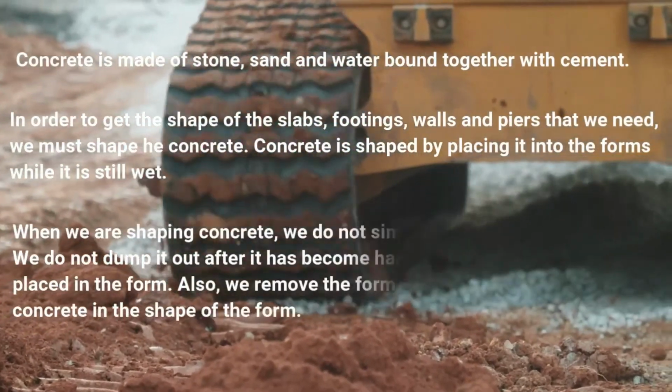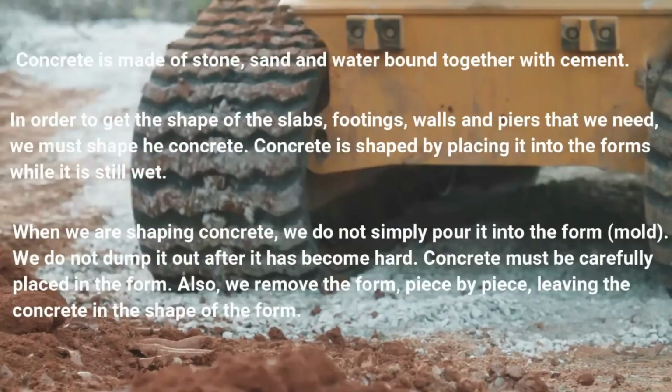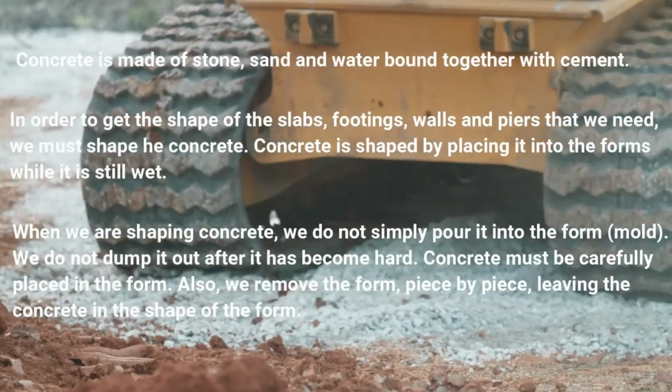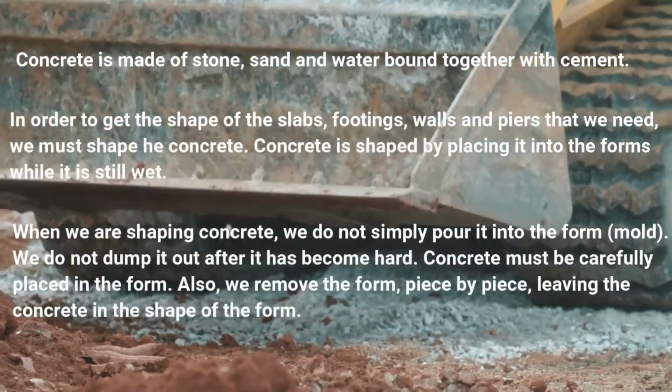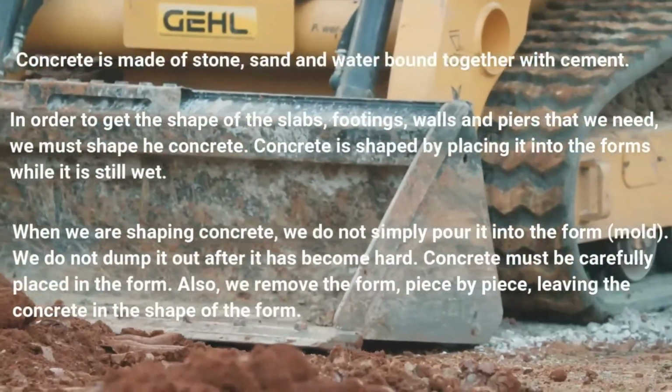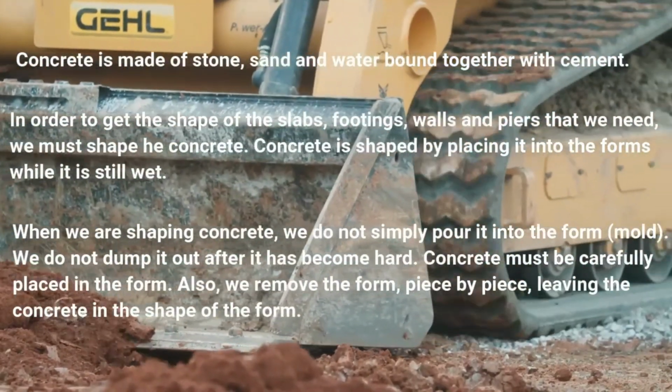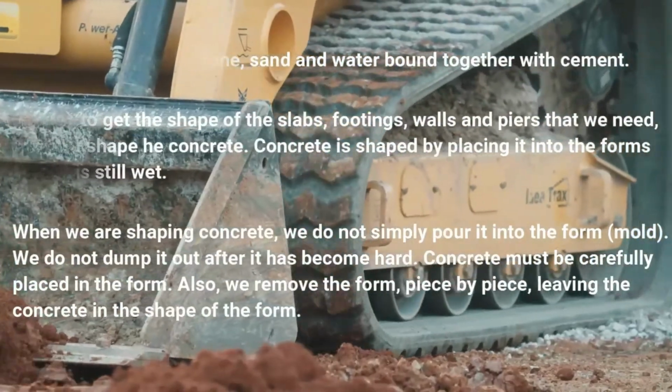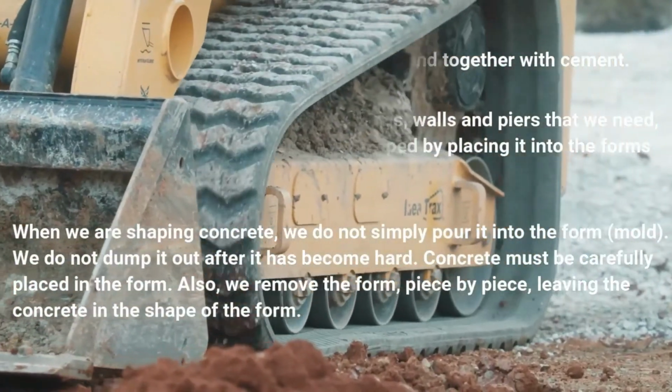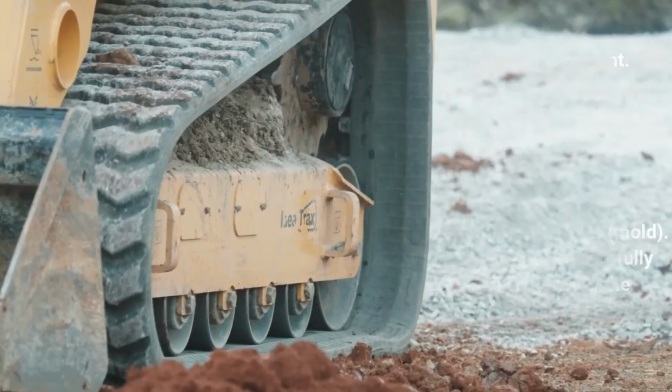When we are shaping concrete, we do not simply pour it into the mold. We do not dump it out after it has become hard. Concrete must be carefully placed in the form. Also, we remove the form, piece by piece, leaving the concrete in the shape of the form. Therefore, the form must be strong enough to keep the concrete from bulging from the weight of the wet concrete.